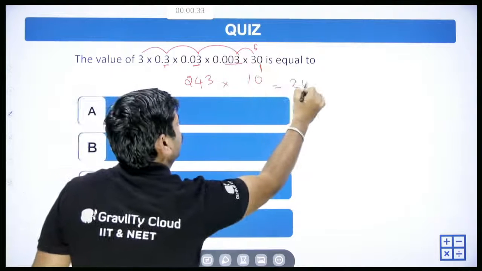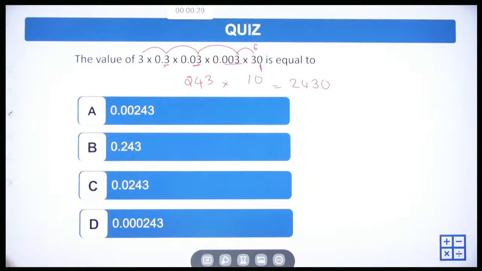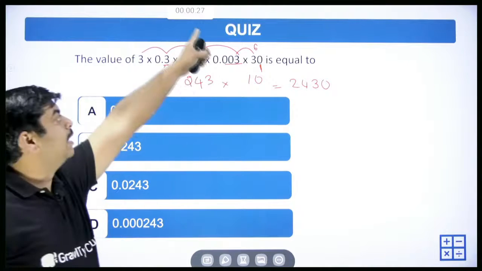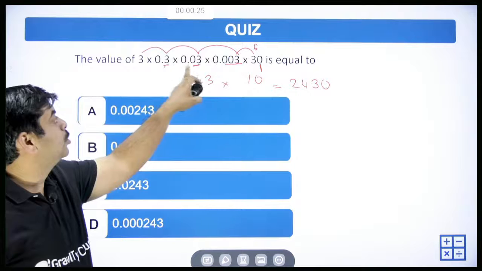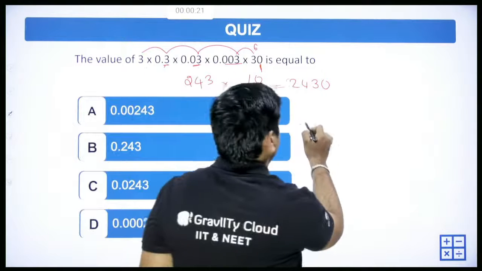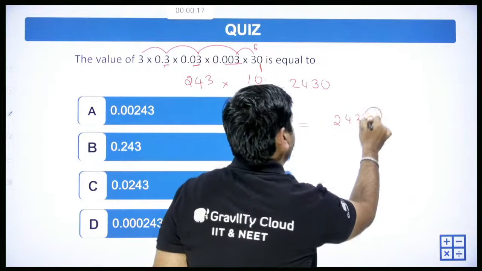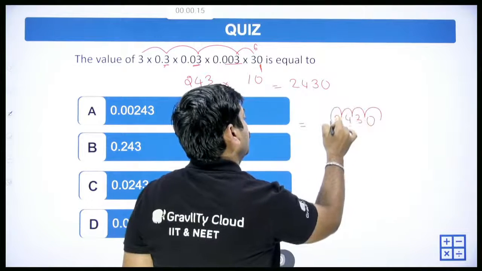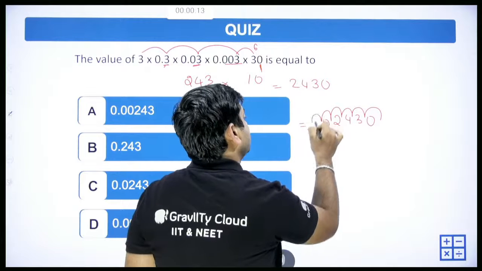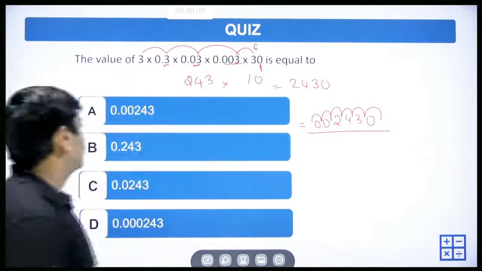This is equal to 2430. Now you need to come back by 6 places. You need to move the decimal from the unit place by 6 values. 1, 2, 3, 4, 5, 6. So that will give you 2430, 6 decimal places, 1, 2, 3, 4, 5 and 6. So that will give you 0.00243.